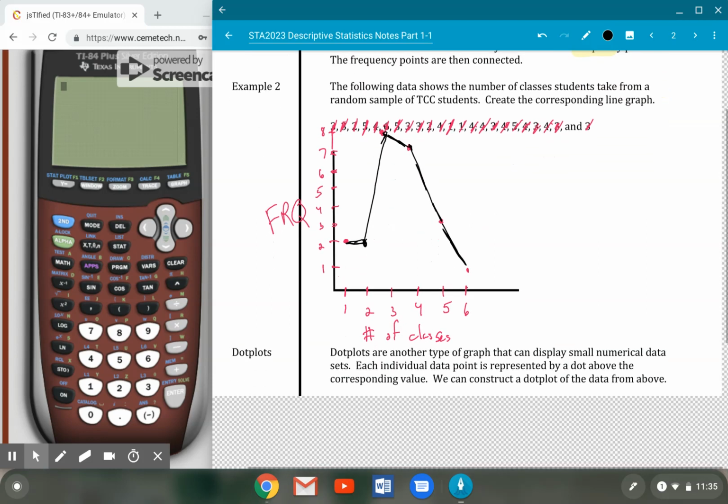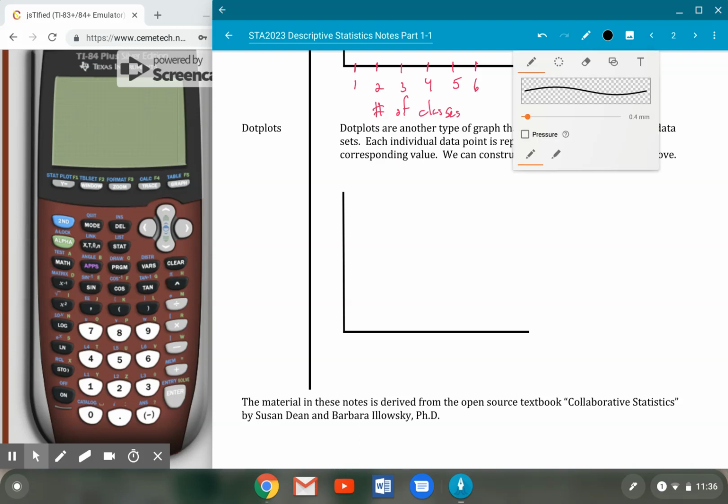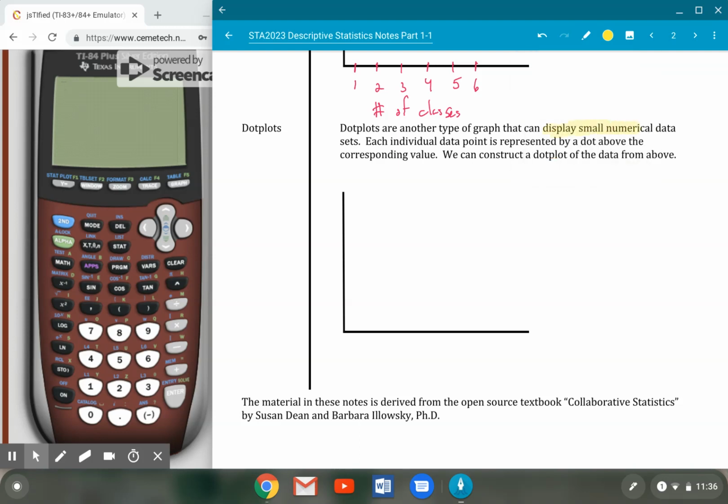Extending from the line graph, I can move down to the dot plot. Dot plots are another type of graph that can display small numerical data sets. So we're just building our repertoire here. Dot plots for small numerical data, just like the line graph, just like the stem plot. Everything has been for numerical data so far. Each individual data point is represented by a dot above the corresponding value. So if you have 10 data pieces, you should have 10 dots on your dot plot. If you have 25 data pieces, you should have 25 dots on your dot plot.